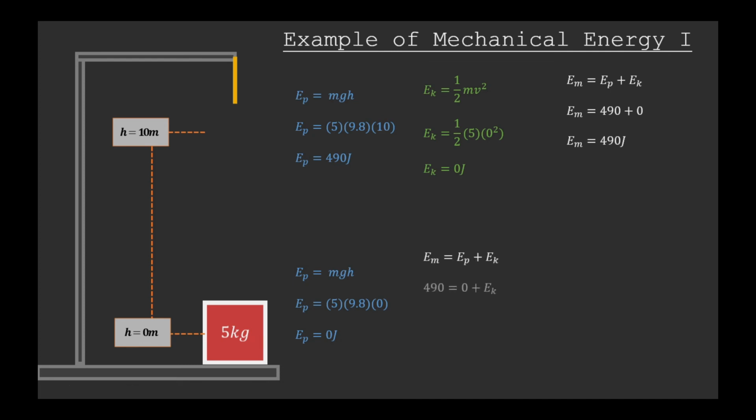We can then find out how much kinetic energy would be available to this object using our mechanical energy formula. So we line up with 490 joules.